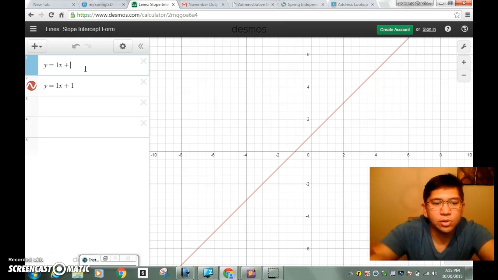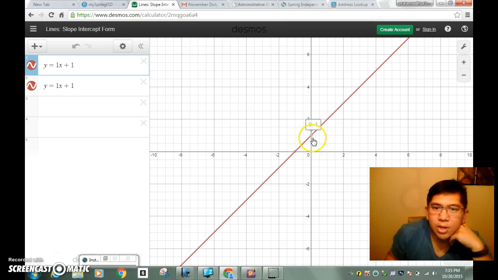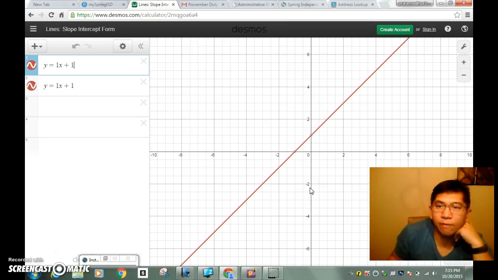So what is the job of the y-intercept? The job of the y-intercept is just to shift the graph up or down. That is the job of the y-intercept, or of the b. It is shifting the graph along the y-axis, up or down. That is the job of the y-intercept.